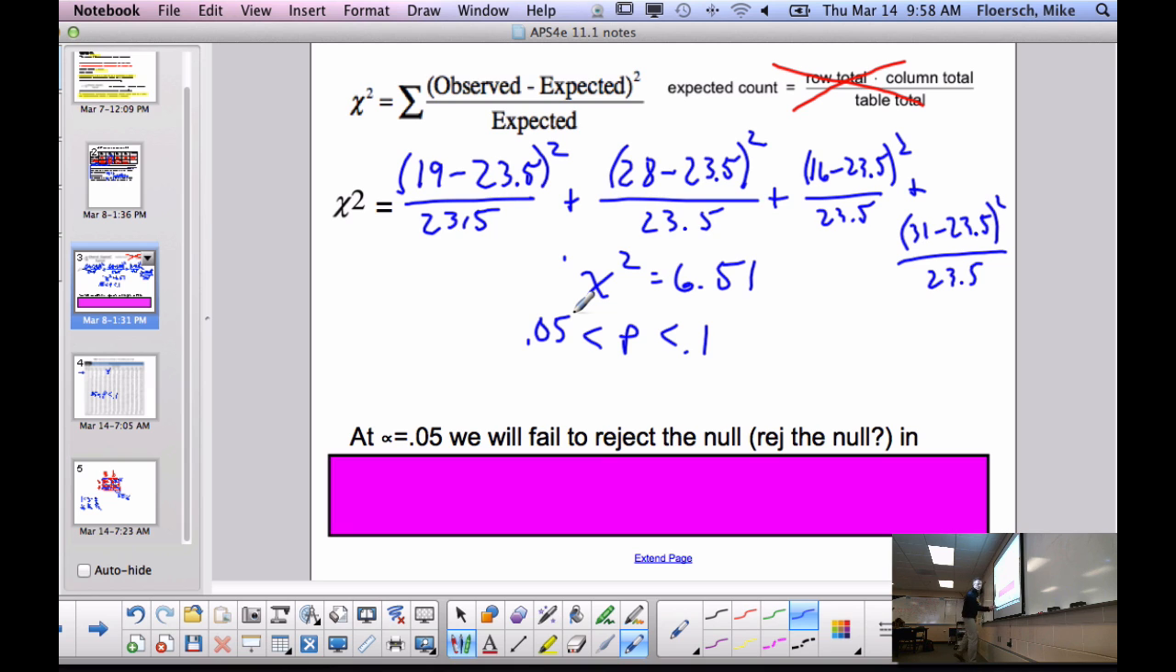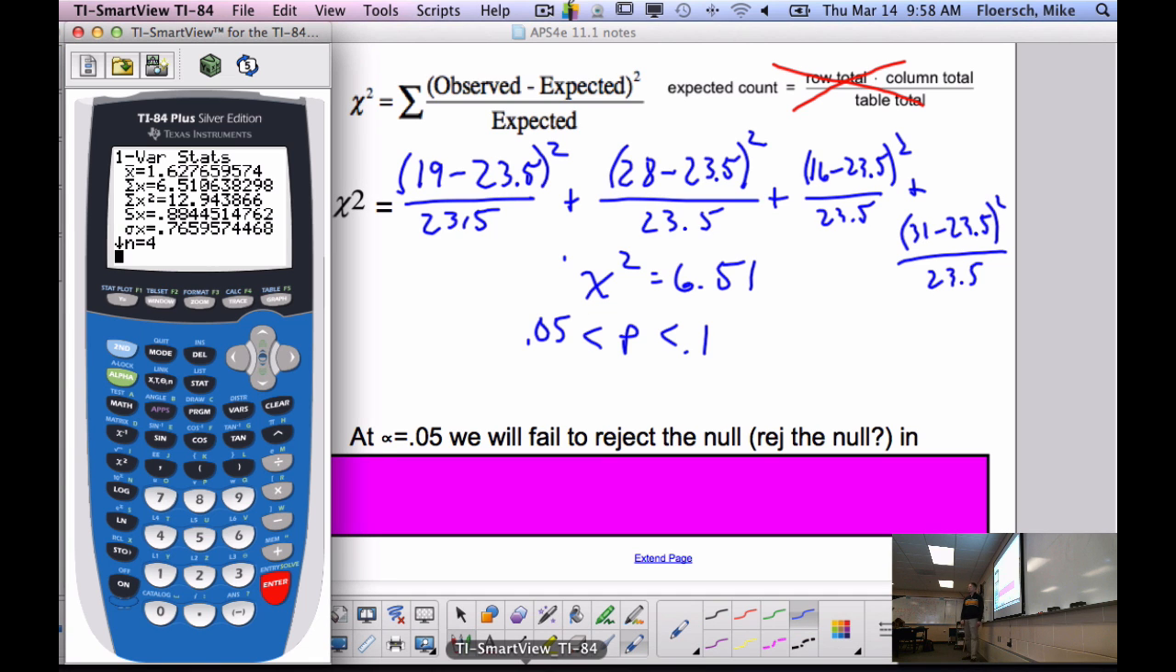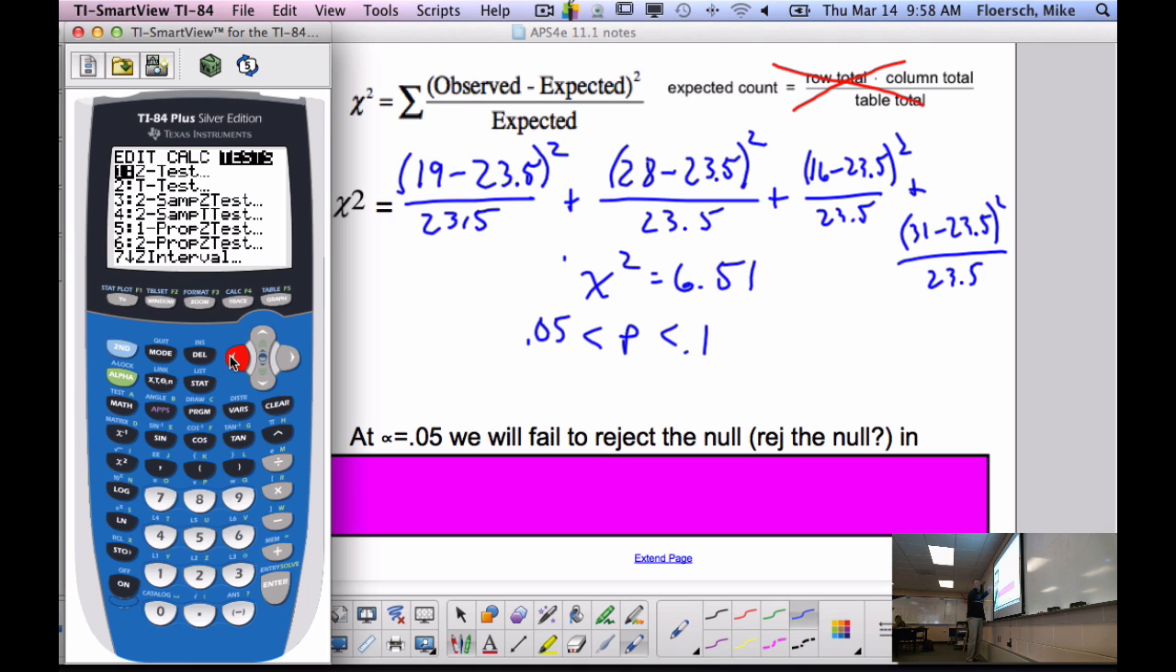If you have an 83, or excuse me, an 84, or you borrow one of mine, you have a test of good fit. So go to Stat, Tests, scroll up. You actually have 2 chi-squareds. The first one is Test of Independence. The second one is GOF. People that have an 83, you don't have the GOF. You can't do this via shortcut, although it's not that much of a shortcut because they still have to type the data into the calculator.